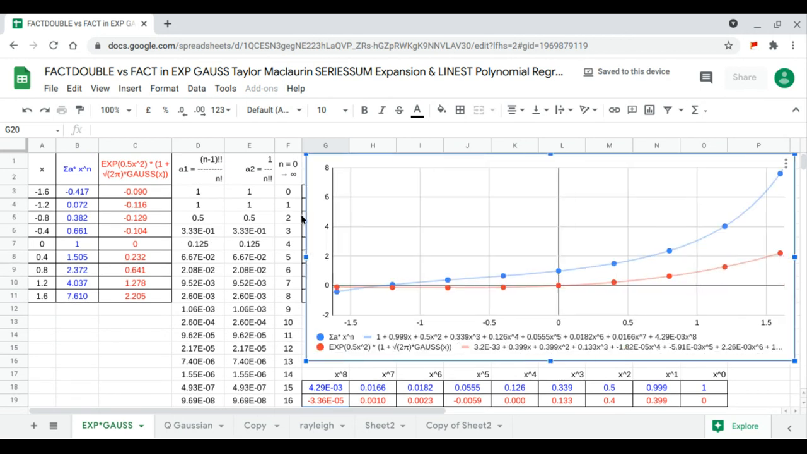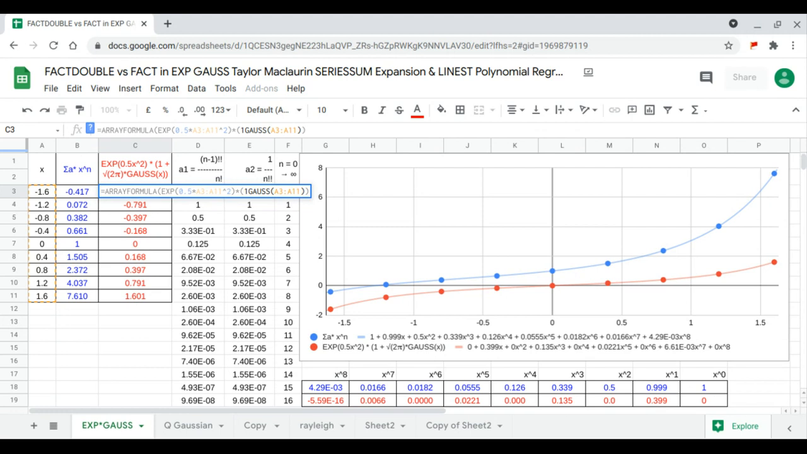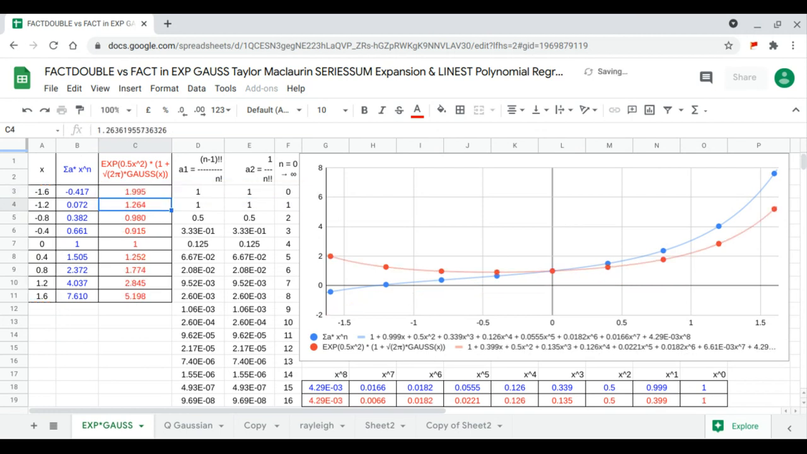Now we modify the function to match with the expansion, starting with the exponential form. So that is e to the power 0.5 x squared. So 0.5 times x squared raised to the power 2. Next, that's times the quantity 1 plus Gauss function. And in front of the Gauss function, you have square root of 2 pi. So this is 1 plus, you multiply square root of 2 times pi. Close the pi and close the square root.